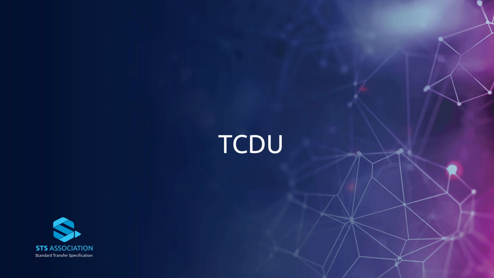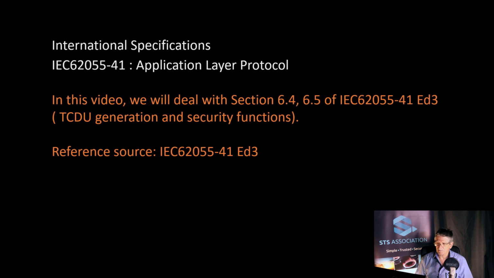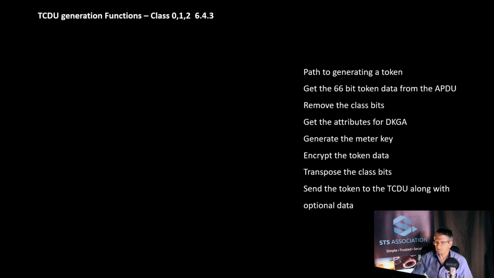In this video we will deal with section 6.4 and 6.5 of the IEC 62055-41 edition 3, TCDU generation and security function. So let's have a look at the TCDU generation functions. Those are for class 0, 1 and 2 and it's contained in sections 6.4.3.